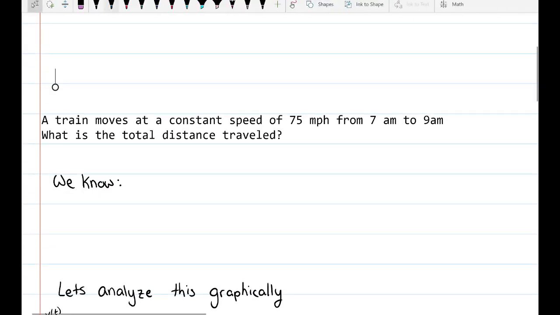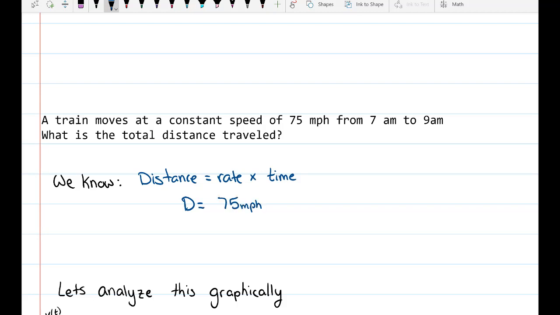We know that distance is equal to rate times time. And so we know that the distance is equal to 75 miles per hour times 2 hours. So the distance becomes 150 miles. This does not require calculus to solve. But this is going to be a nice stepping stone into what we will need calculus for.